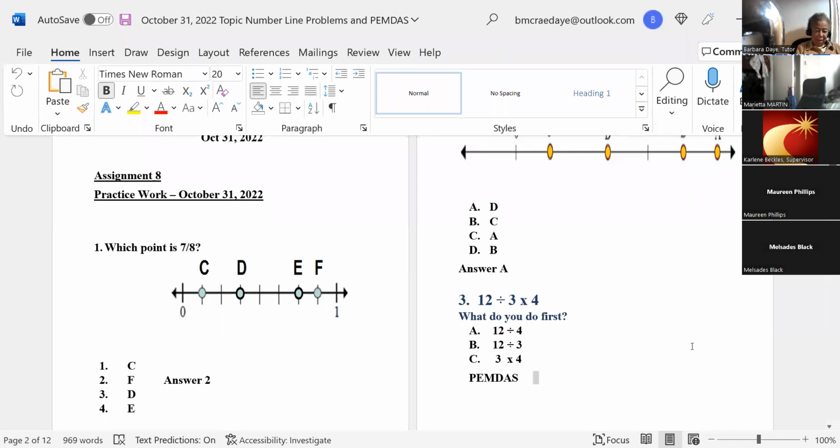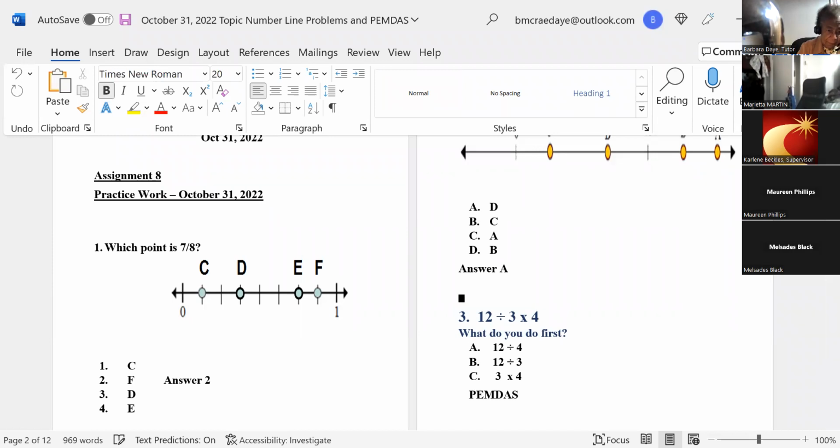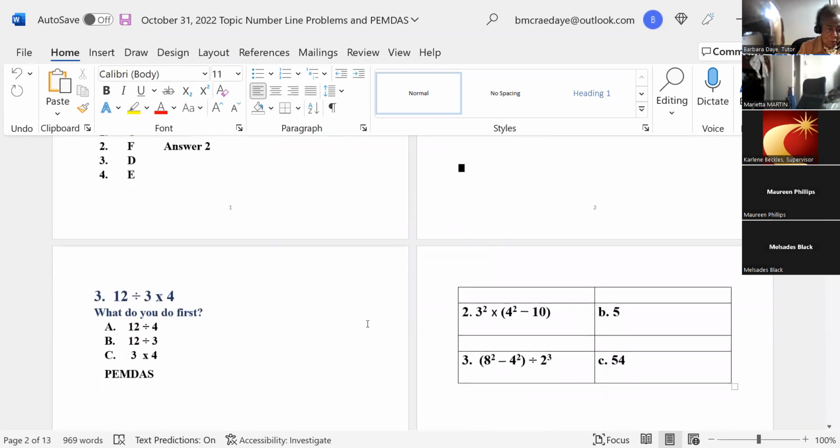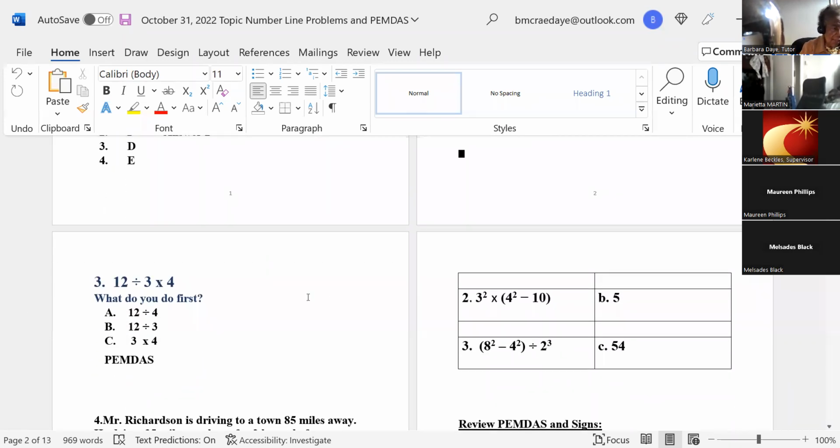Okay, so because I see the division on number 3, 12 divided by 3 times 4, I should start the division first. Yes, because even though PEMDAS says multiplication, then division, and addition, then subtraction, where you have multiplication and division, you do the division first. Now let me go here. You remember I gave you a rule on this? I think I gave it to you in the last class.